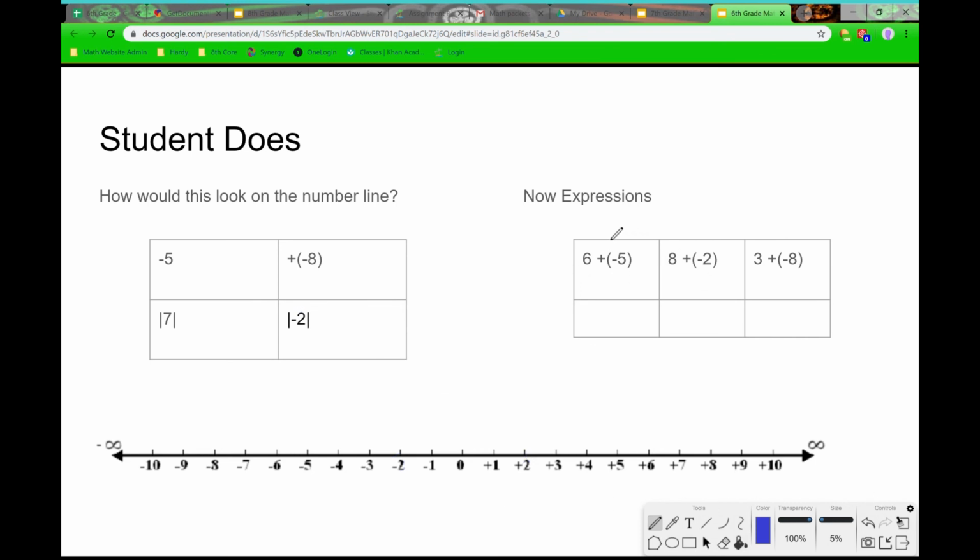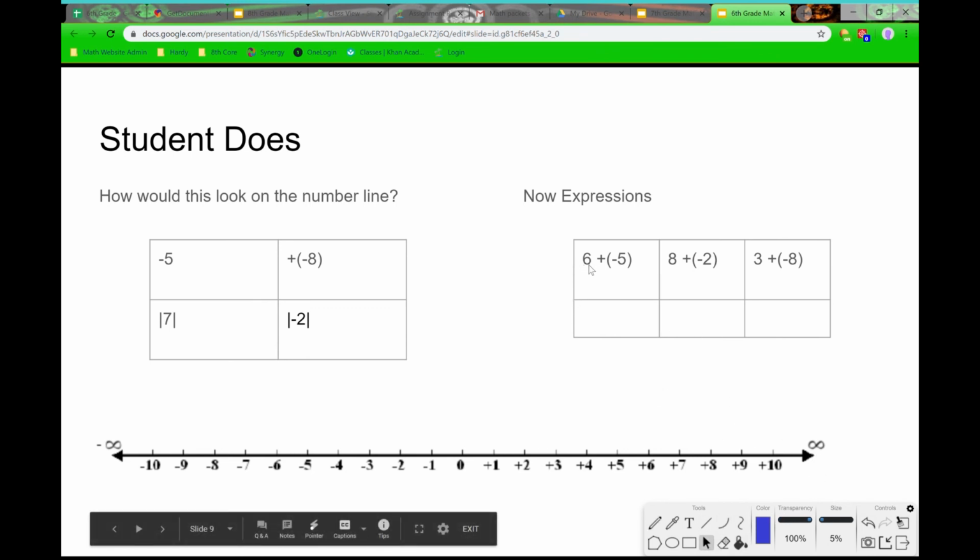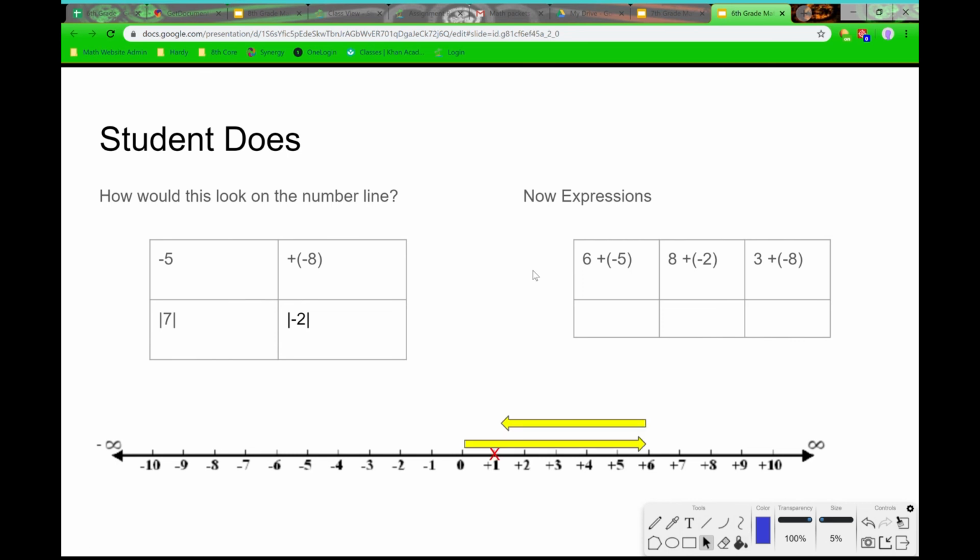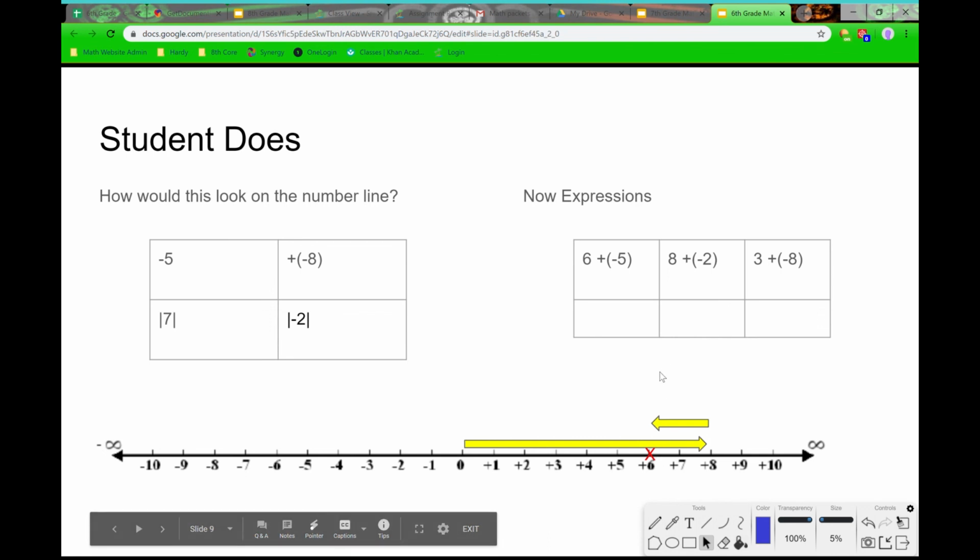Now we put these together in expression form. Okay. And what you're going to see here is on the first problem, we're going to move right 6. We're going to move to the left 5 for a solution of positive 1. The next problem, 8 plus negative 2. We move to the right 8. Then we have that left movement of 2. That negative 2 means move left. So it gives us an answer of 6.